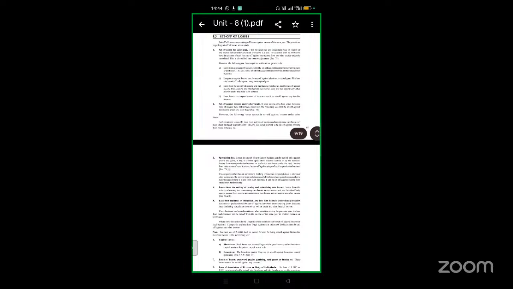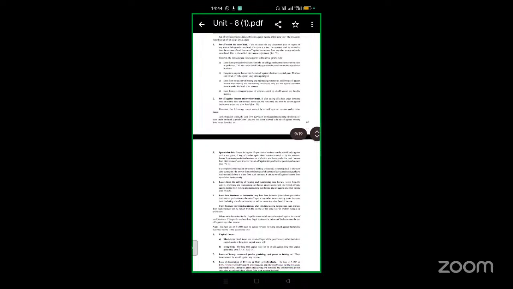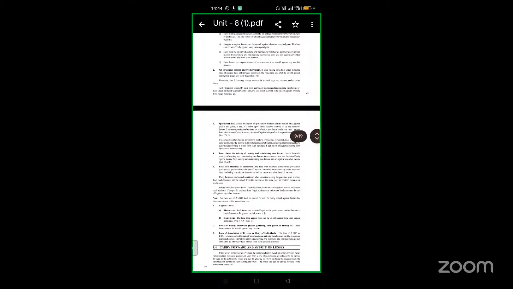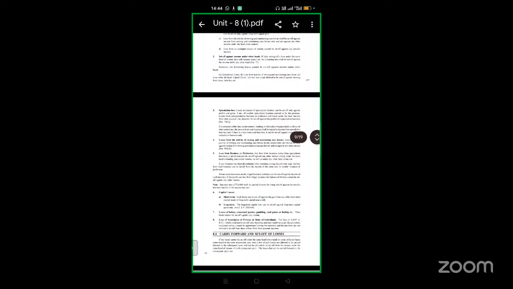Loss from the activity of owning and maintaining race horses. Any losses that arise from the act of owning and maintaining race horses can be set off against profits from the owning and maintaining of race horses only, not against any other incomes. Next, loss from business or profession. Any loss from business or profession can be set off against other income falling under the same head only. It cannot be set off against any other heads.